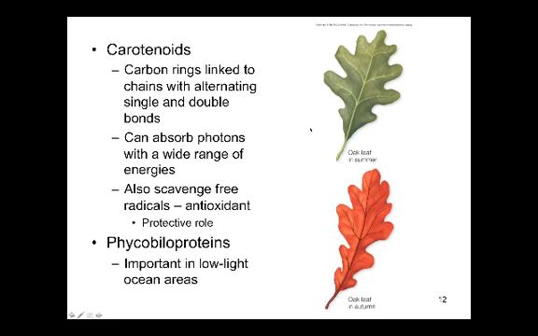Let's take a little closer look at carotenoids. Carotenoids are carbon rings that are linked again with alternating single and double bonds. And just as with chlorophylls, the carbon rings contain alternating double and single bonds. And these bonds, once excited by a photon of light, will switch and allow electrons to be released. The carotenoids absorb photons in a wide range of energies.